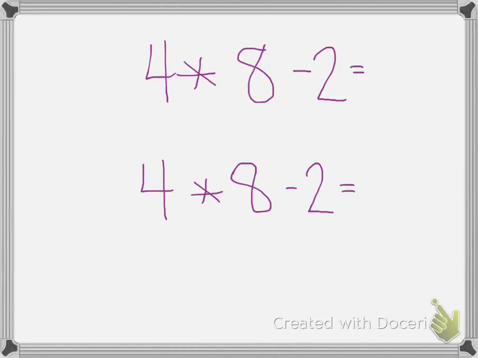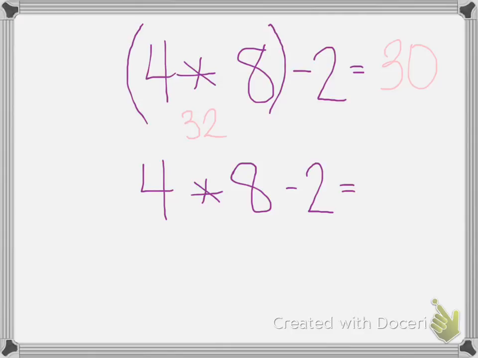Number 1 says place parentheses in a different place in each problem and then solve. So for the first one, we have 4 times 8 minus 2. I'm going to put my parentheses around the 4 times 8, which means I have to do that first, and then minus 2. So 4 times 8 is 32, minus 2 is 30.